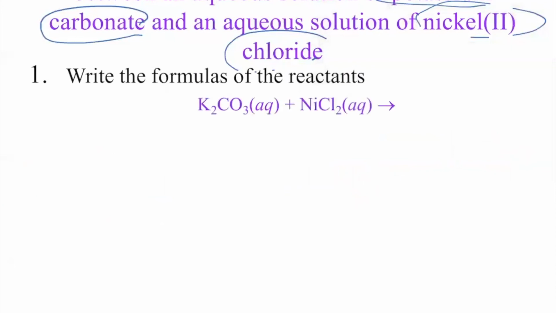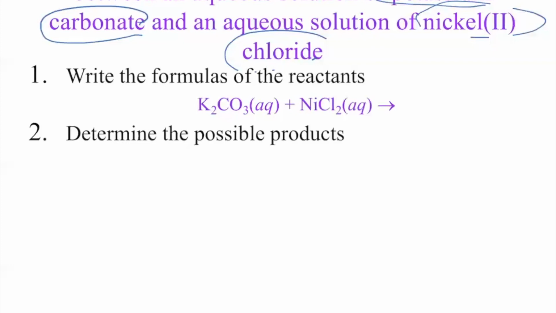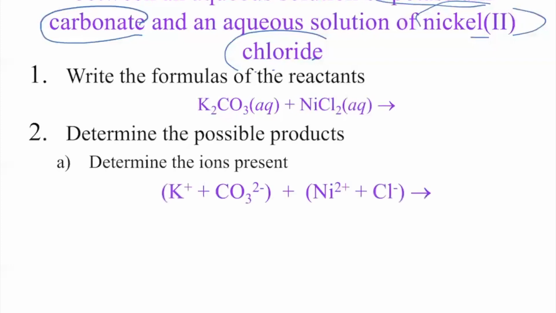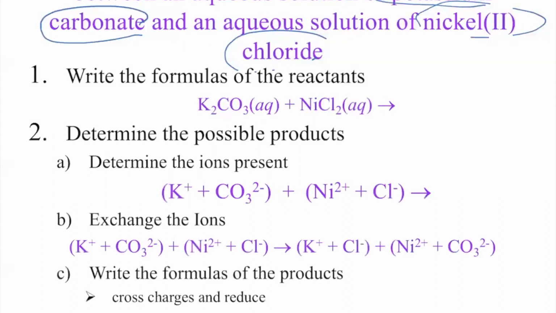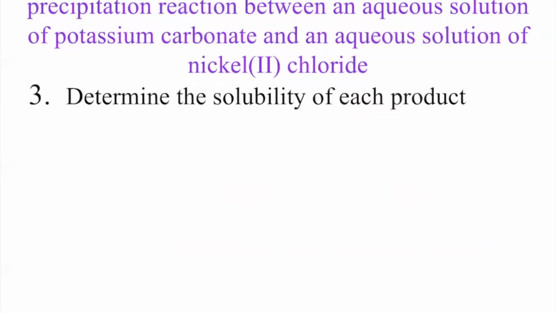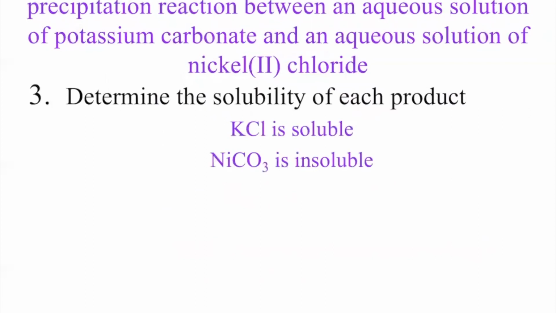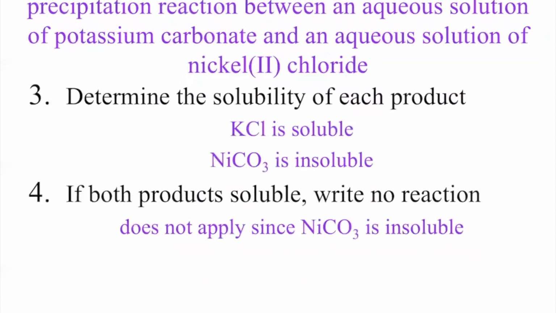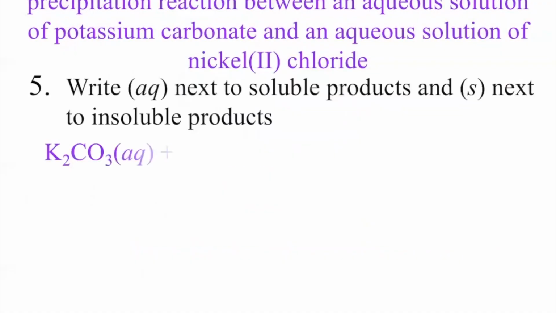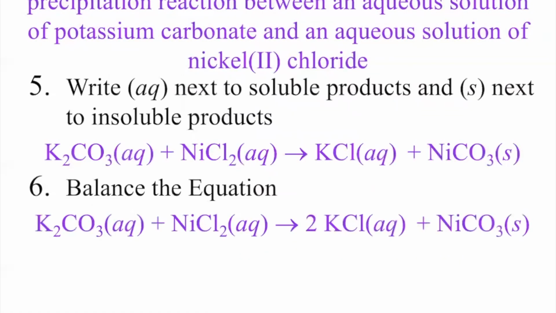So here's the answer. First, predict your reactants and the phases. Predict your possible products by crisscrossing them, exchanging them. Then predict which one is the solid, using solubility. And then balance your equation. And that's your final answer.